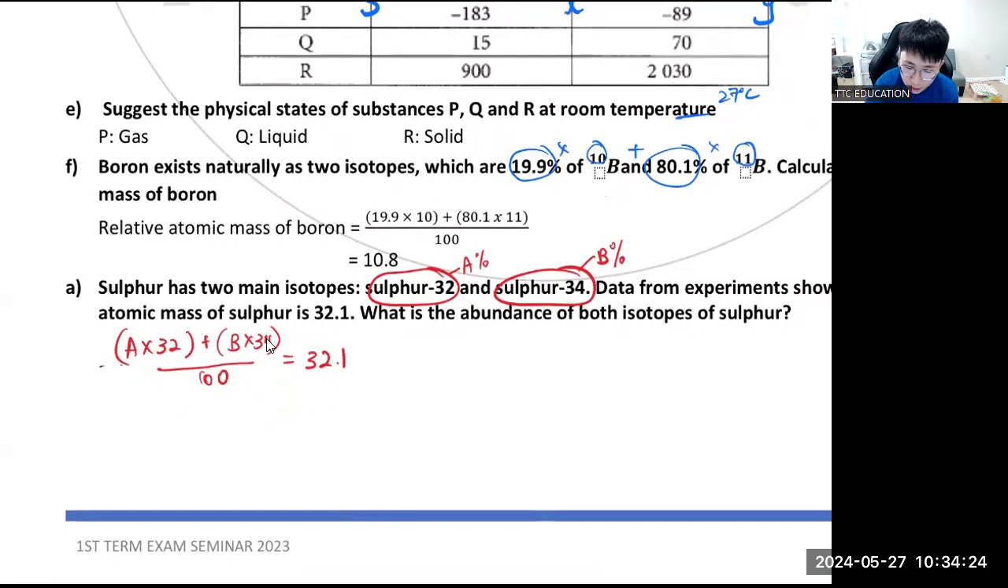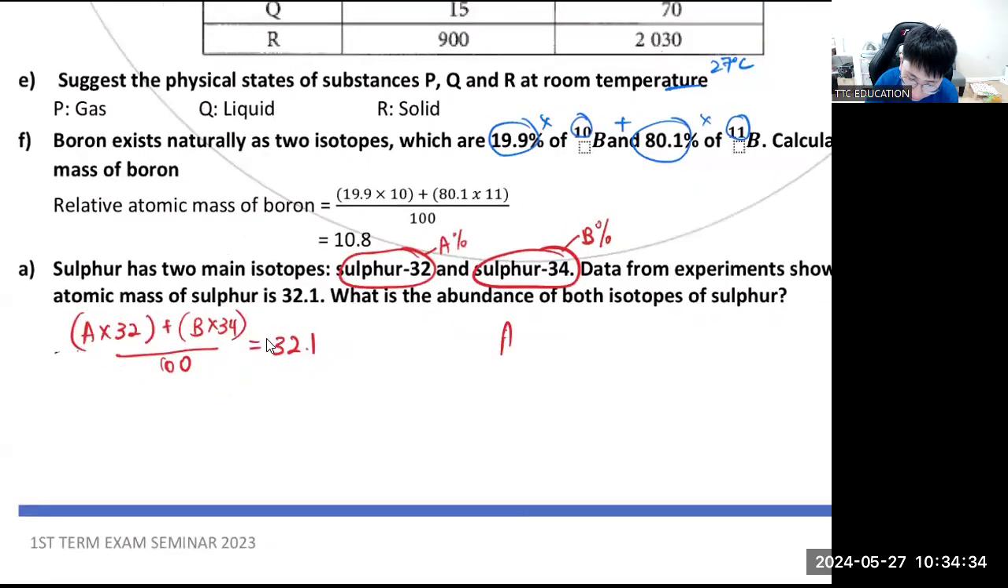According to what we know, A percentage and B percentage are the percentages for two different chemicals, right? But we know percentage maximum is 100%. So we can say A plus B is equal to 100. So with this, what can we do?